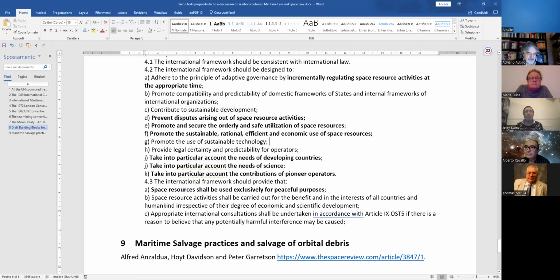Oh, let me add something here. Example, the US Space Resource Act of 2015. Then let me get the exact name of the Luxembourg law for you, just a minute.